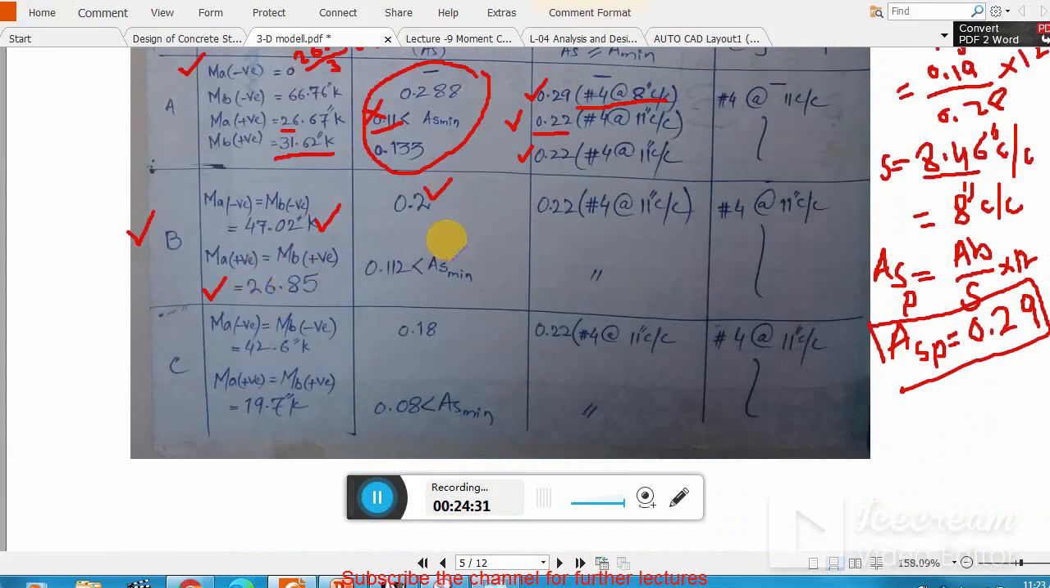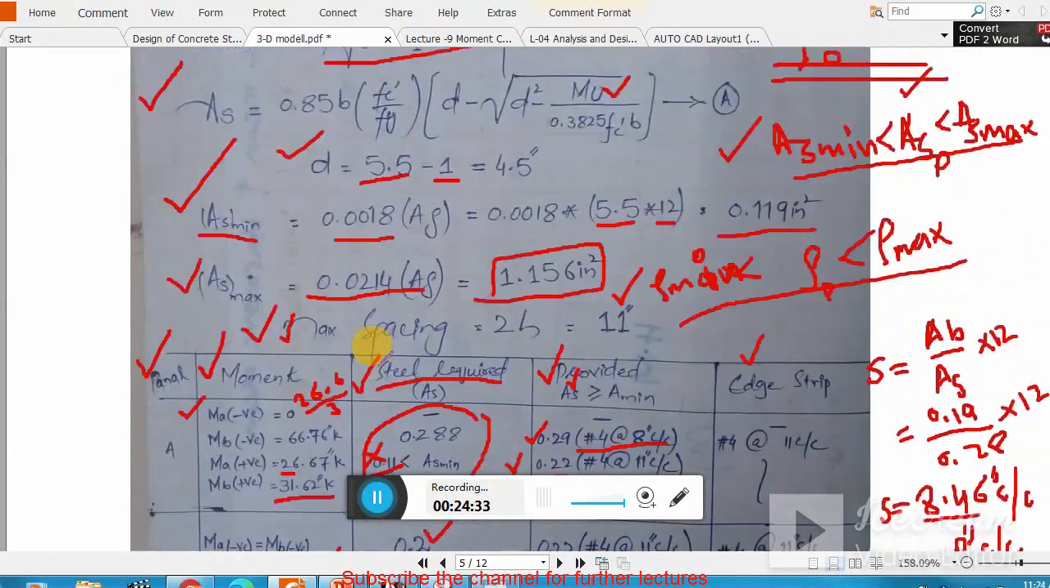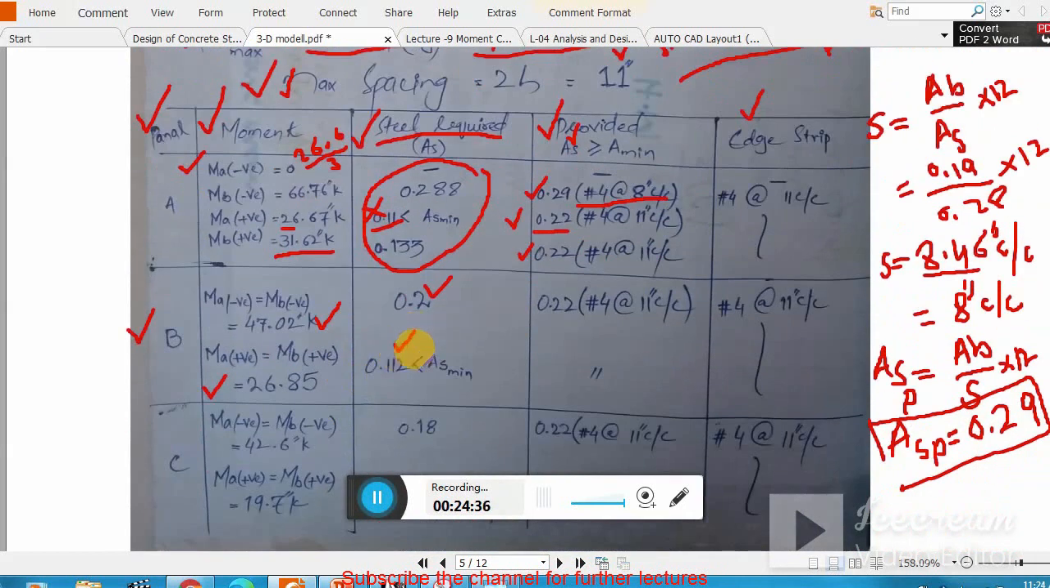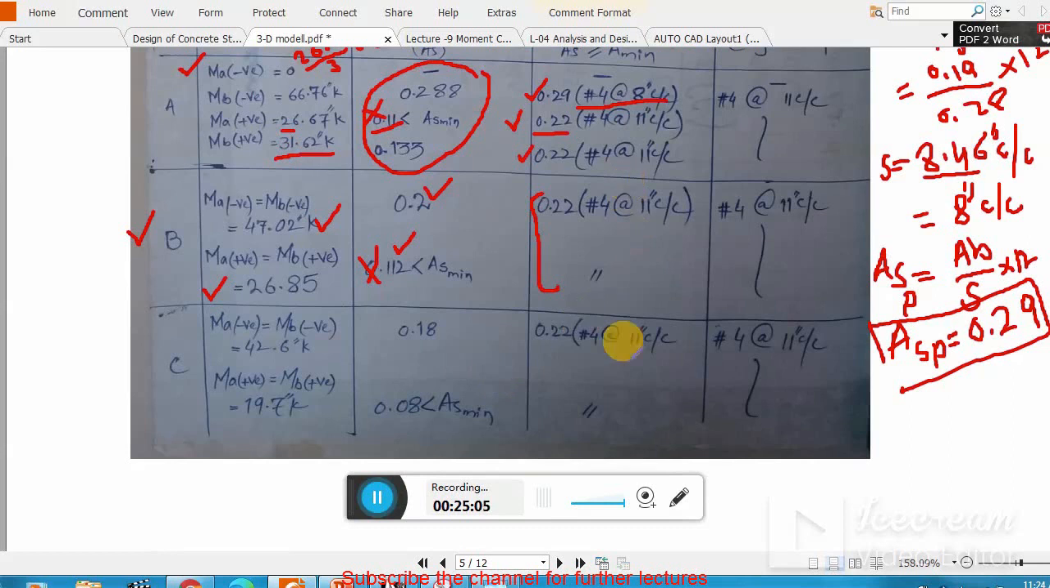Clear? Similarly, you get this moment. Just plug this moment right here. You get the As, and that is this one, but this is again less than As minimum, so this will be rejected, and you have to use As minimum. Do the same calculation. Because 0.2 and 0.112 we can't use, because it gives us spacing which is more than maximum spacing. So that's why we are bound here that we can't use spacing more than 11 inches. So we use the same calculation right here. Similarly for panel C, do the same calculation.